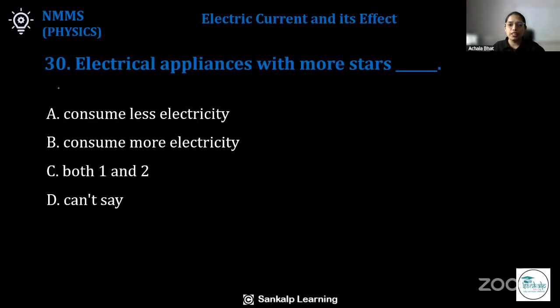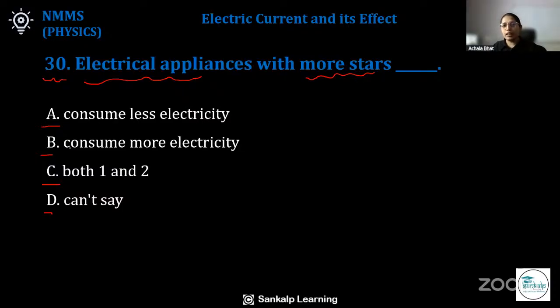Let us see question number 30 of NMMS Physics chapter Electric Current and its Effect. Electrical appliances with more stars. What are the electrical appliances? Fan, AC, TV. These are some examples of electrical appliances. Electrical appliances with more stars: A consume less electricity, B consume more electricity, C both 1 and 2, D can't say.